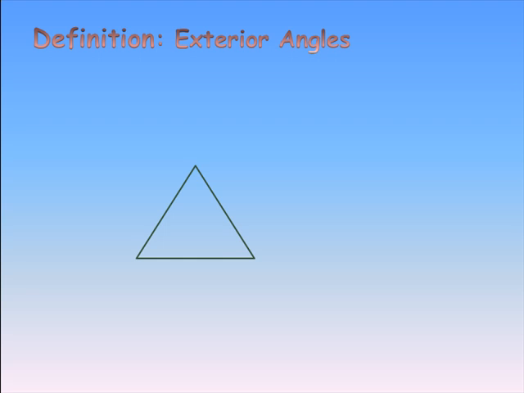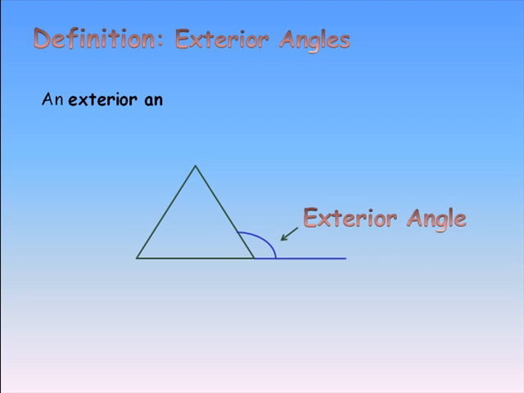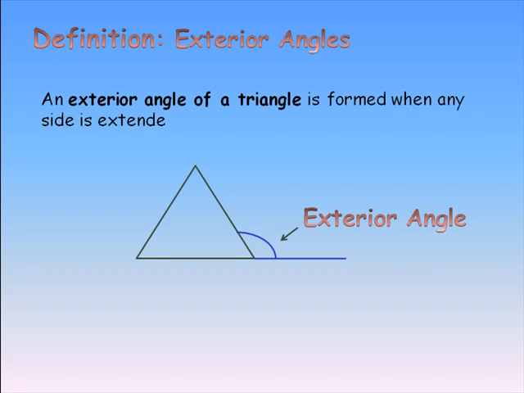So I have a triangle, and if I extend one of the sides outwards, the angle that's formed with this line to the triangle is what I mean when I say an exterior angle. So for our definition, an exterior angle of a triangle is formed when any side is extended outwards. So rather than the angles inside the triangle, an exterior angle is outside the triangle.